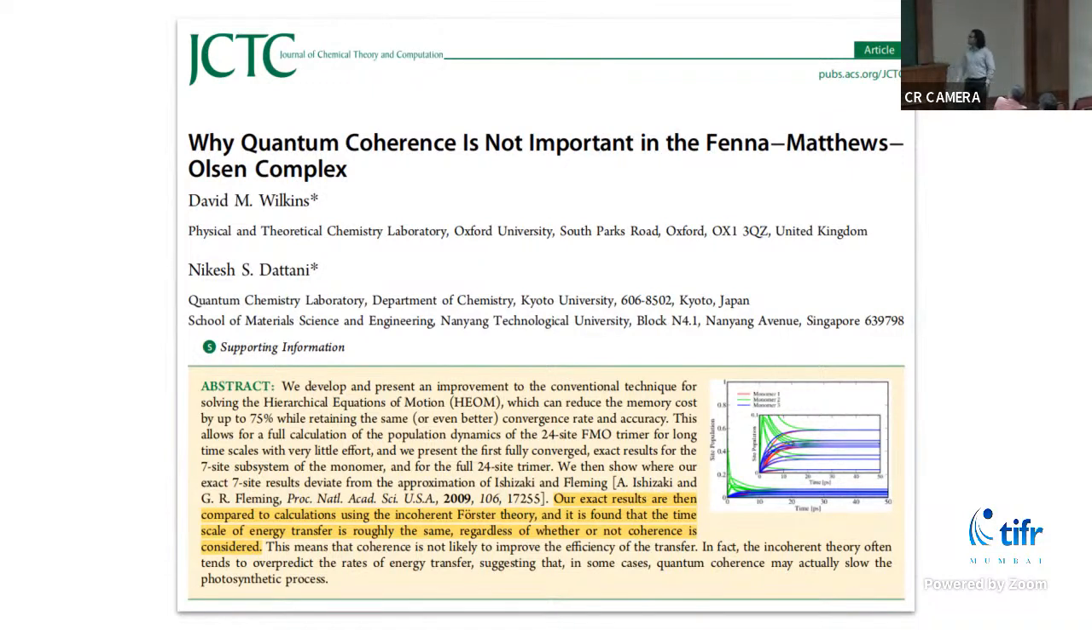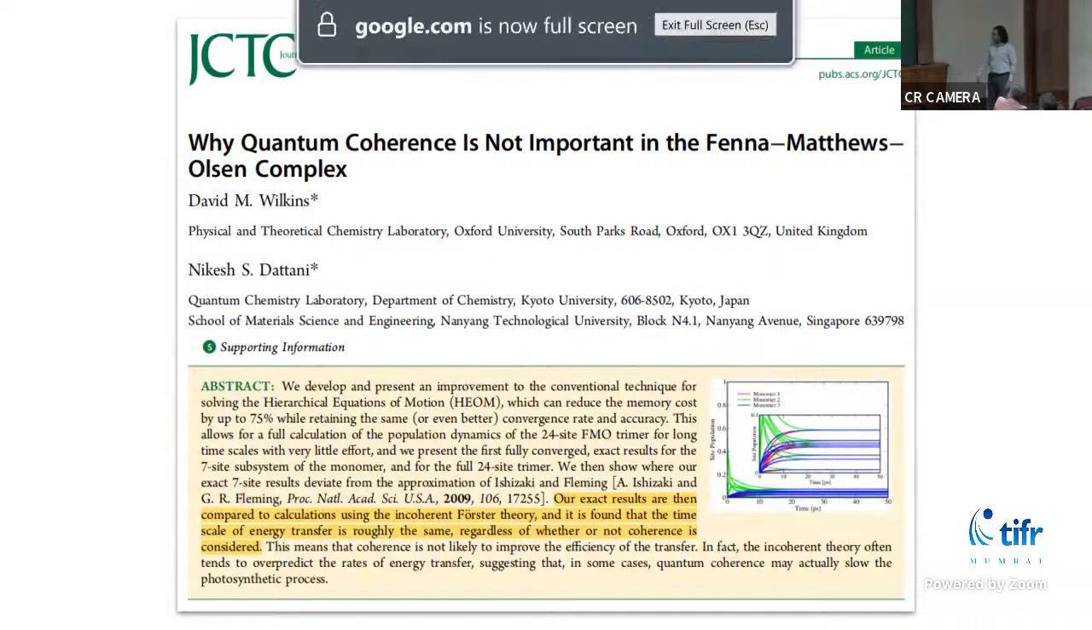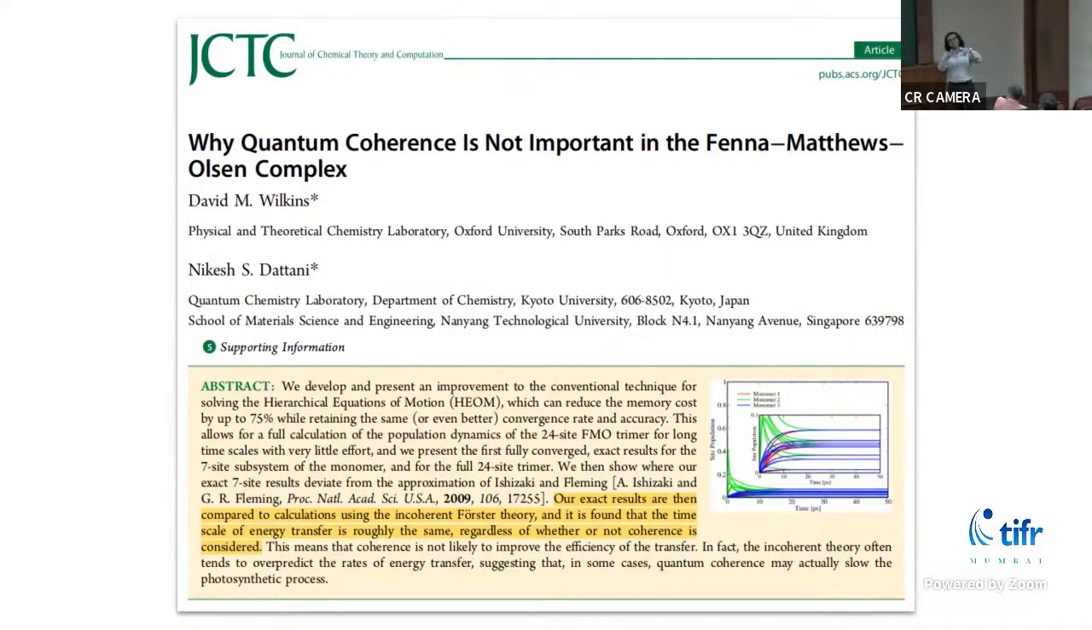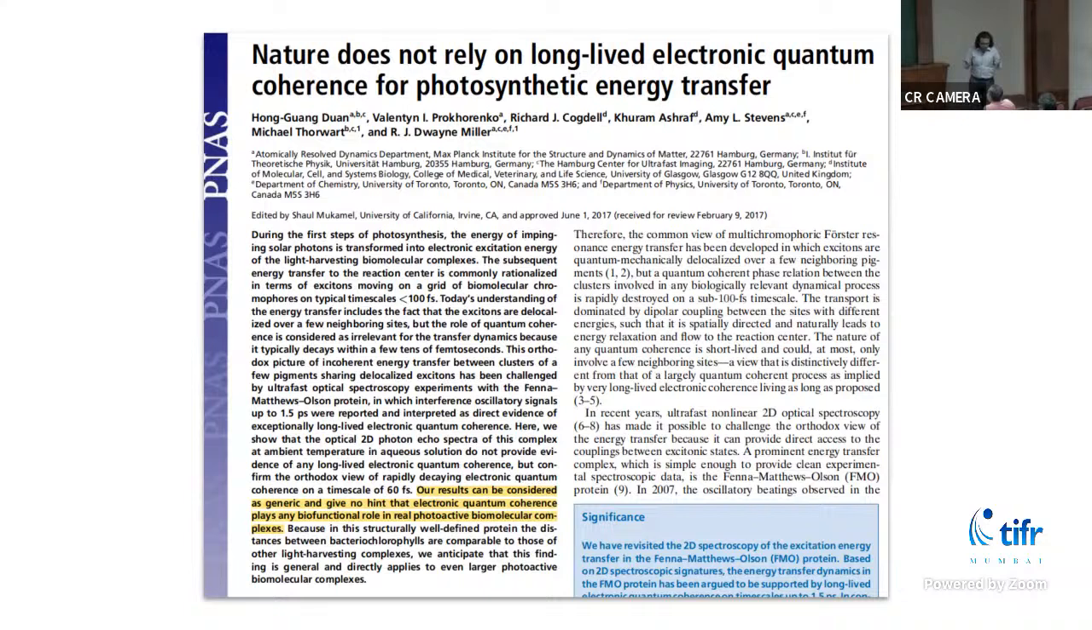This is 2015, where Wilkins showed that if you solve the same model, the seven molecule FMO model that people knew at that point of time, you could run something called an incoherent Förster analysis on it, which by incoherent you mean you are throwing away the off-diagonal terms. It's a rate-like equation, and you could use that to solve the problem. And if you did that, then the dynamics turns out to have pretty much the same time scale. It's not exactly the same, but it's close. So that makes it worse. And you might say that this is just theory speaking.